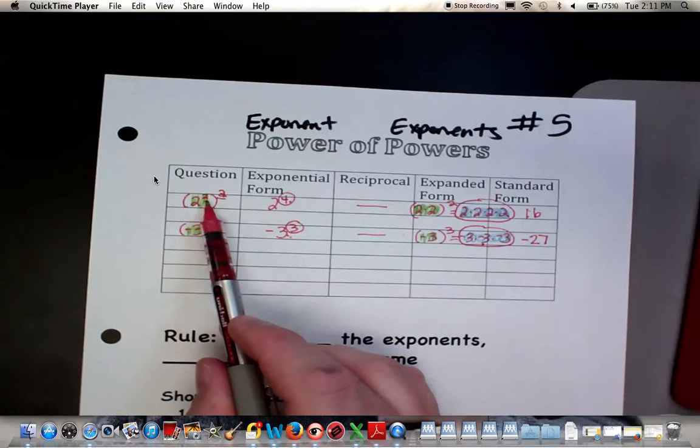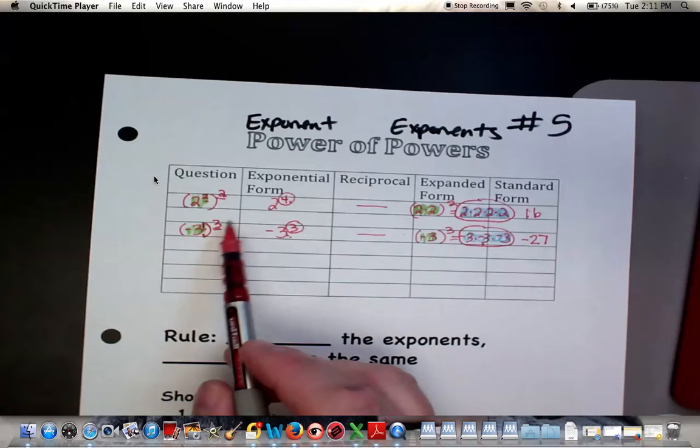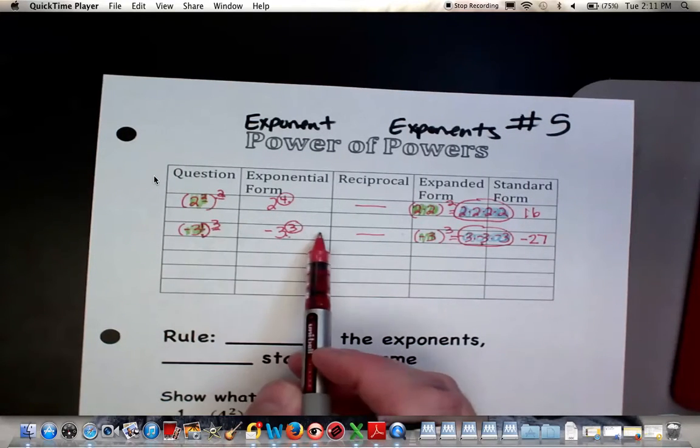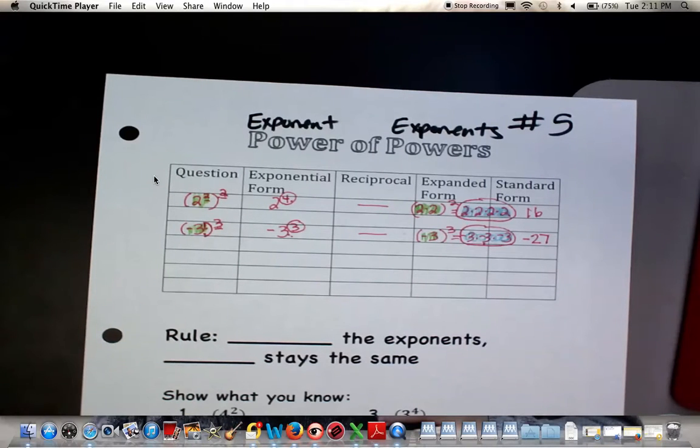Can I multiply 2 times 2 to get 4? And multiply 1 times 3 to get 3? Maybe that might be the rule. Let's try that rule of multiplication and see if that works out.